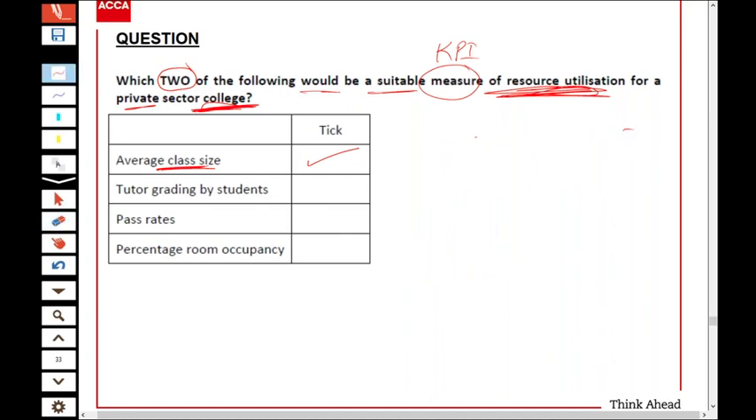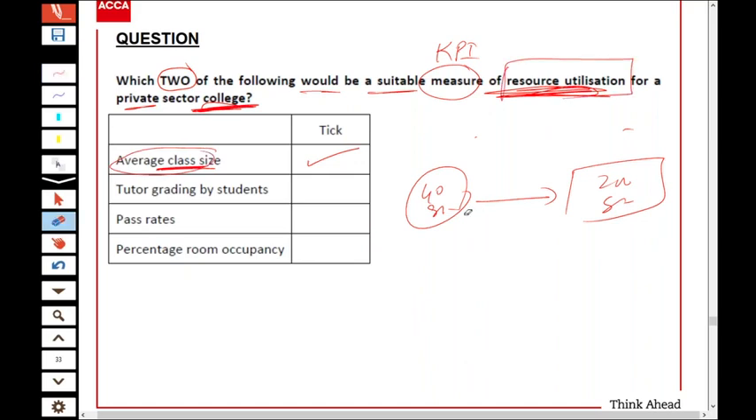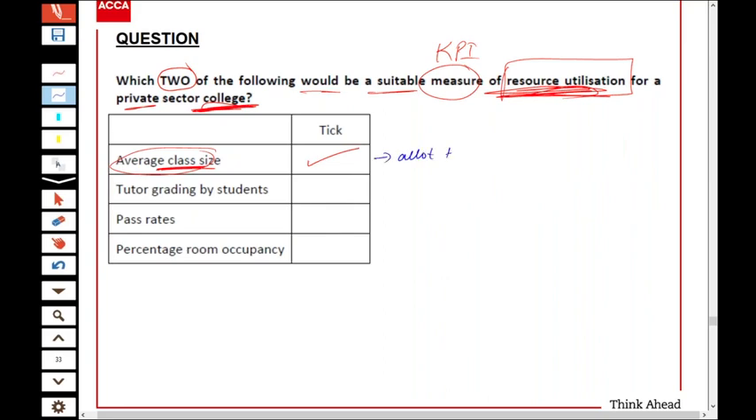For example, there are 40 students in a class, and I cannot allocate the auditorium where the capacity is 200 students. There's an average class size, and you have to allot the room accordingly. That is the best utilization of the resources. So I'm writing the statement here: the average class size means allot the room of class based on the number of students. Yes, it does make sense. That is the resource utilization.